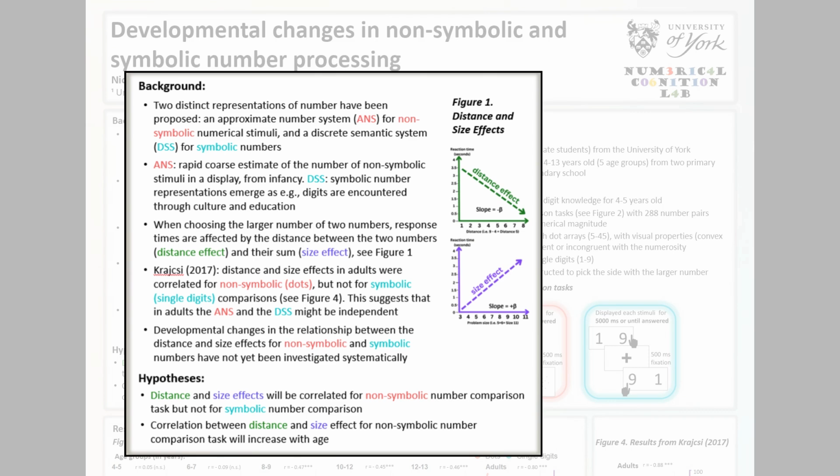Therefore, our study replicated a study by Krejci 2017 in adults and used the same two tasks in 5 different age groups of children to answer two hypotheses. First, that the distance and size effects will correlate in the non-symbolic, or dots comparison, task and will not correlate in the single digits task. And secondly, that the correlation between distance and size effects will increase with age in the dots comparison task.